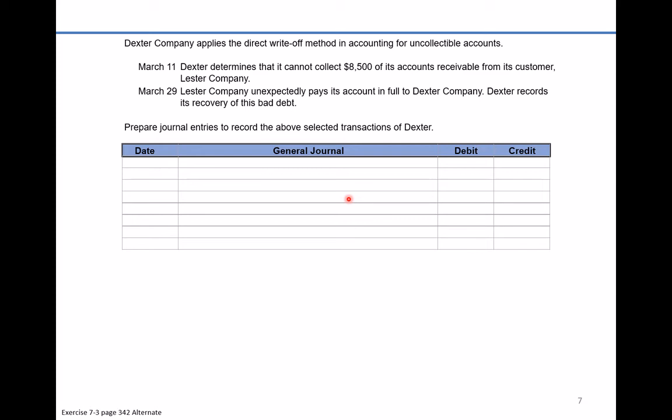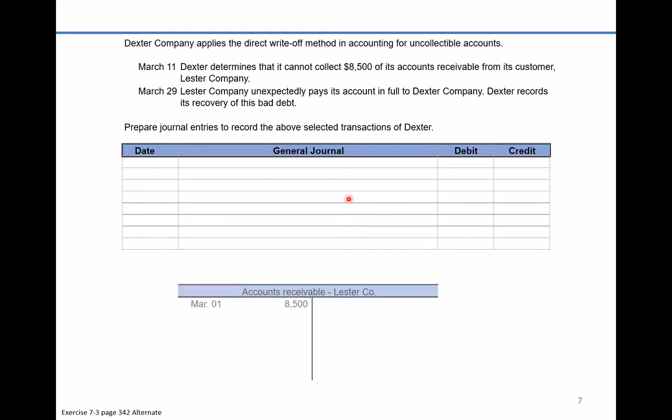March the 29th rolls around and Lester Company unexpectedly pays its account off in full to Dexter. Dexter's like, well, okay, maybe you're not so bad after all. You pay us back, okay. We'll take the money. Of course you're going to take the money. So Dexter records its recovery of this bad debt expense. We need to prepare journal entries to record the above selected transactions for Dexter.